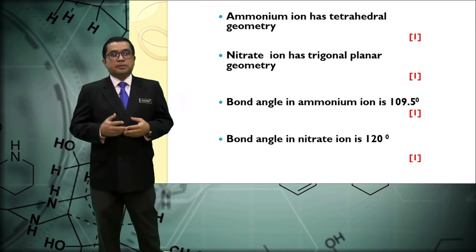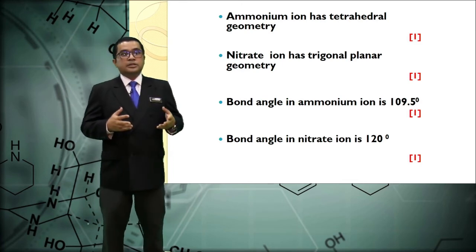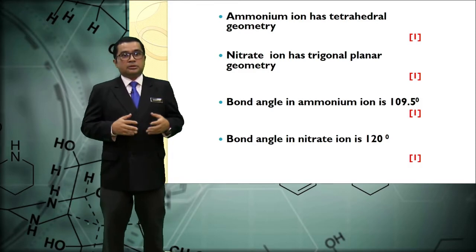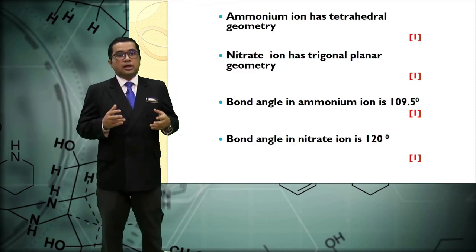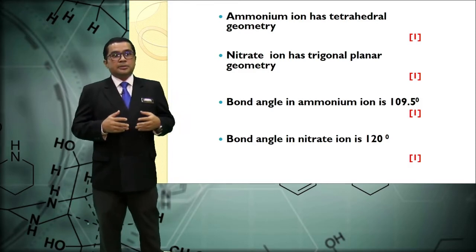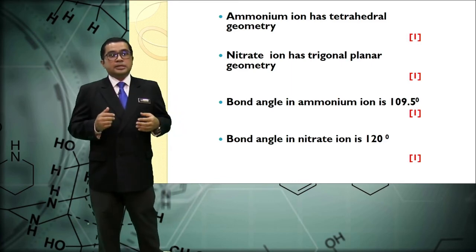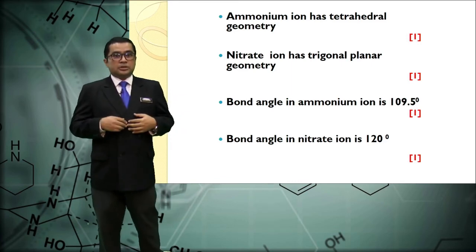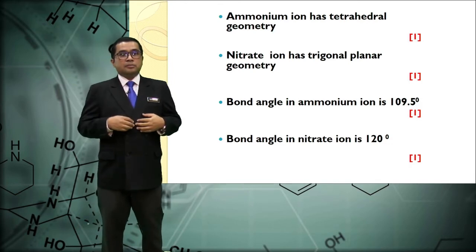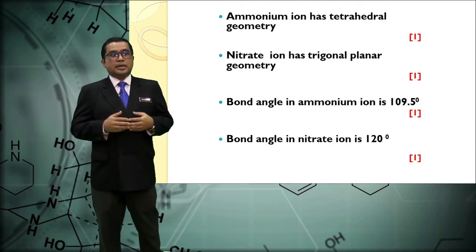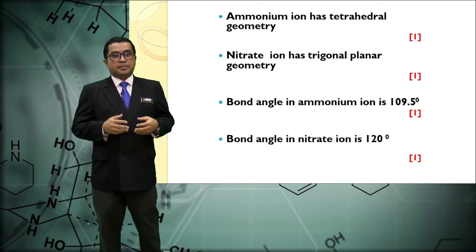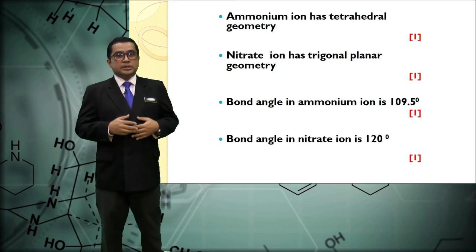Okay, what about the bond angle? How do you determine the bond angle? I hope every student knows how to determine the bond angle by looking at the molecular shape of the molecule. So the bond angle in the ammonium ion is 109.5 degrees, while the bond angle in the nitrate ion is 120 degrees. Okay, so we try to answer the next question.